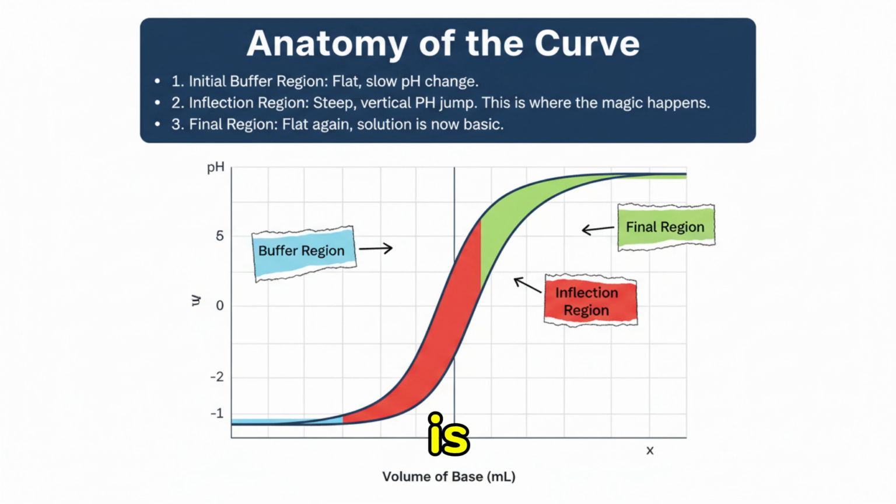Here it is. You can clearly see the three regions. The initial, flat buffer region where the pH changes slowly. The incredibly steep inflection region where the pH skyrockets. And the final, flat region where the solution is fully basic. The middle of that steep vertical jump, that's our treasure. That is the equivalence point.